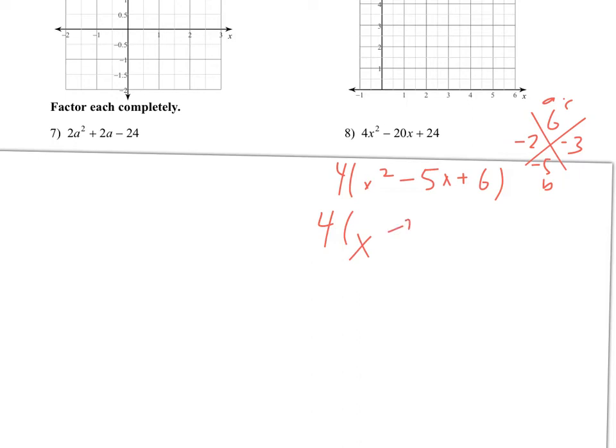I don't need the grouping, I don't need the box on this one because we don't have a number in front of that x squared. The 4 does not count since we took that outside the parentheses, so that's it, we're done.